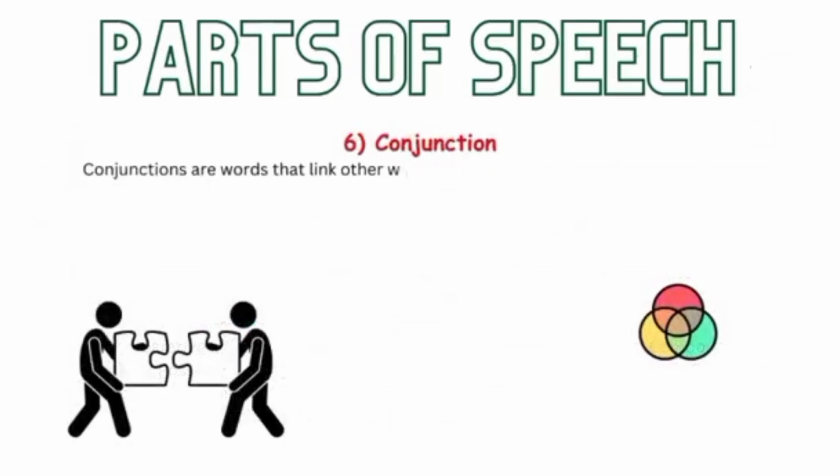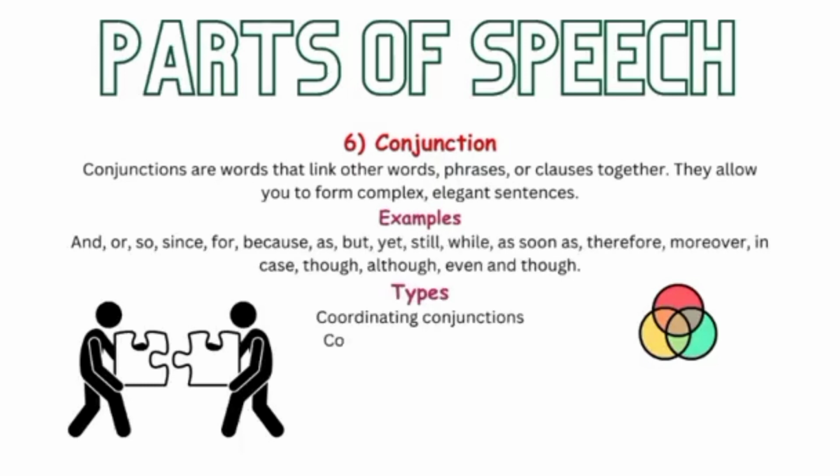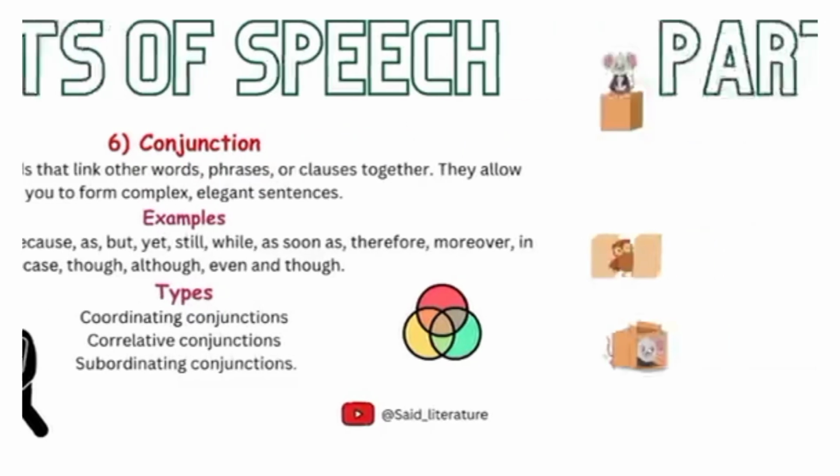Next is conjunction. Conjunctions are words that link other words, phrases, or clauses together. They allow you to form complex, elegant sentences. Examples are and, or, so, since, for, because, as, but, yet, still, while, as soon as, therefore, moreover, in case, though, although, even though. The types of conjunction are coordinating conjunctions, correlative conjunctions, and subordinating conjunctions.